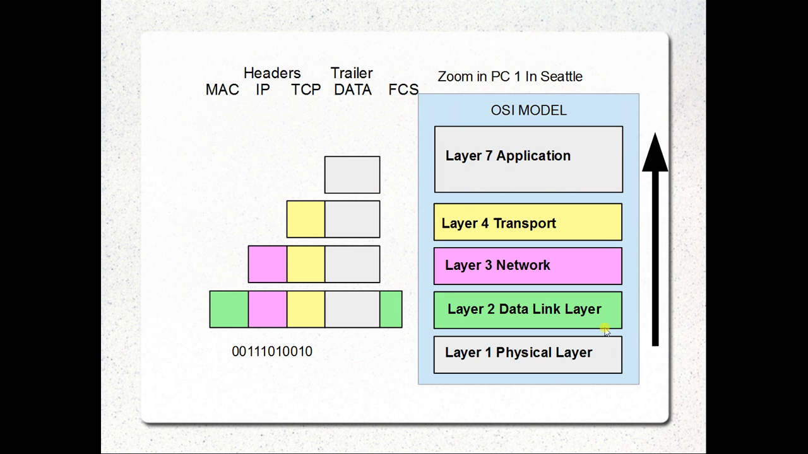Okay, now when it gets to the other side, the same process happens in reverse, and that's called decapsulation. As it comes up layer 2, it literally strips off the layer 2 header and trailer. As it comes to layer 3, it rips off the layer 3 network header, and then the layer 4 transport layer header, and then you're left with just the actual information.